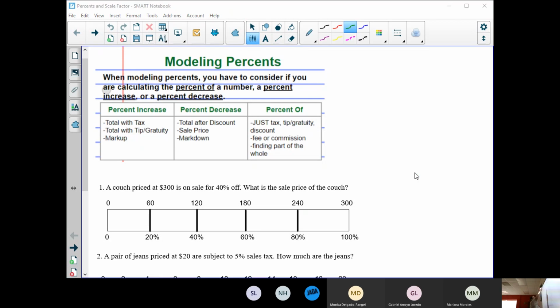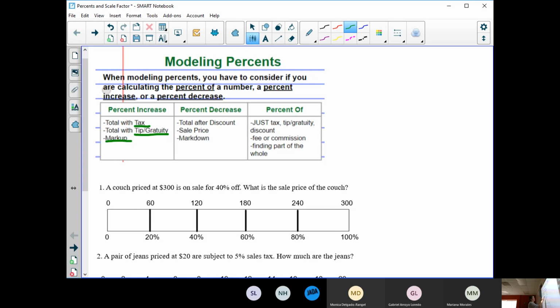So a percent increase. We're going to take a look at that first. With a percent increase, you might see what is the total with tax? What is the total with tip or even gratuity? Gratuity and tip are the exact same thing. So if you see gratuity, you know you're doing a percent increase. And markup. Markup tells us we're looking for a percent increase.